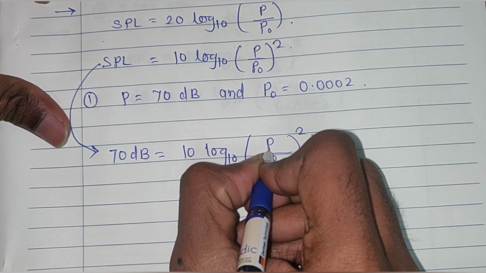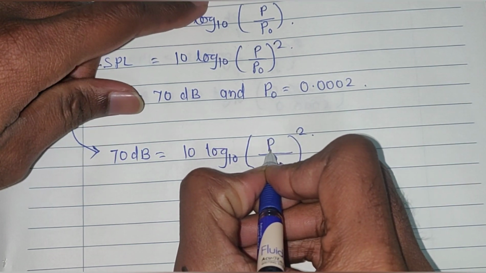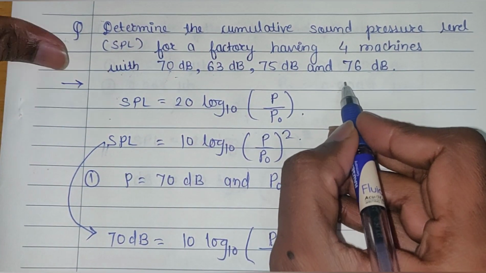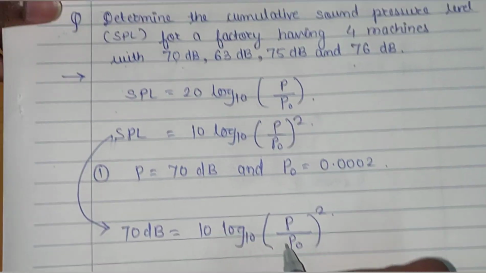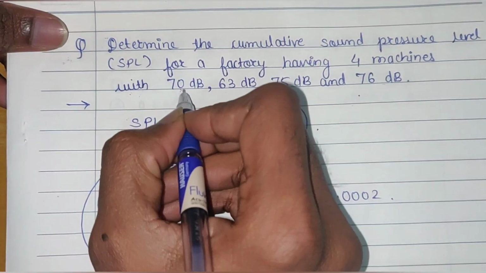Okay, so from this equation we want to find the value of P, and later we have to find the value of P for 63 decibel, the P value for 75 decibel, and the P value for 76 decibel. Okay, so first we will calculate the value of (P upon P naught) whole square for one machine.